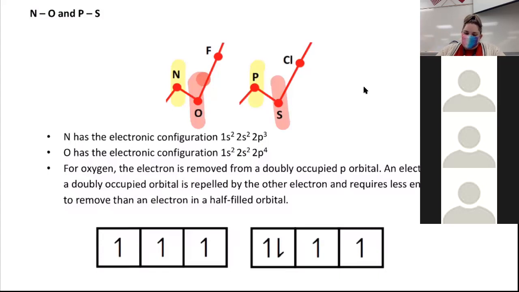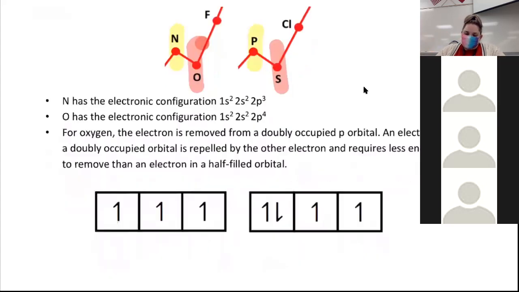Okay. So if we looked at the orbital diagram for nitrogen and oxygen, okay? So nitrogen and oxygen both end in 2p. So if I wanted to label, these are the 2p sublevels. And so nitrogen ends with 2p3. So its orbital diagram is drawn like this. Each p orbital has one up arrow, okay?